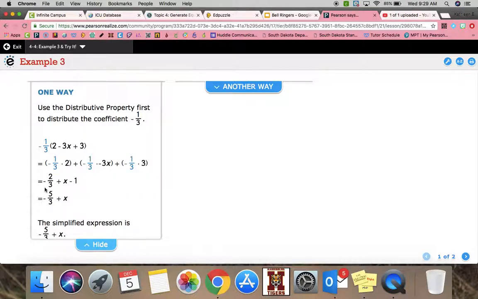This is a constant, it has no letter. This also has no letter over here, so they're like terms, you've got to put them together. So negative 2/3 minus 1, or plus negative 1, is negative 1 and 2/3, but they used an improper fraction. So a whole out of thirds is 3/3 plus 2/3 is 5/3, so negative 5/3 plus x.